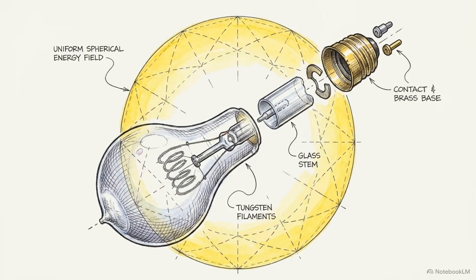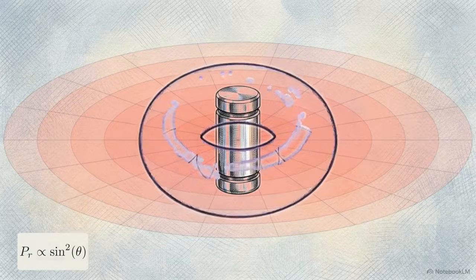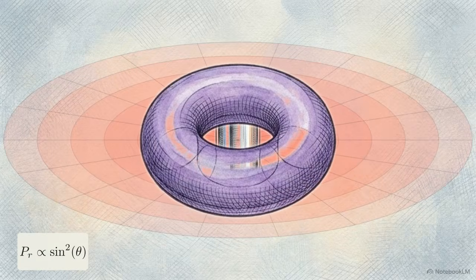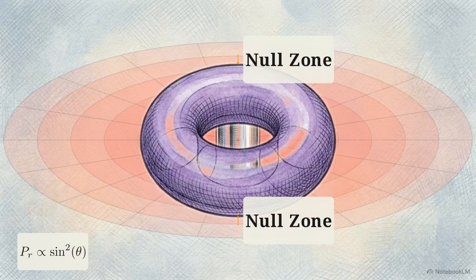It's common to imagine an antenna acting like a light bulb, glowing in a perfect sphere. In reality, the signal has a very specific shape. This is the radiation pattern for a dipole. Instead of a sphere, energy expands as a massive 3D donut. Because of this shape, there are dead zones at the top and bottom.